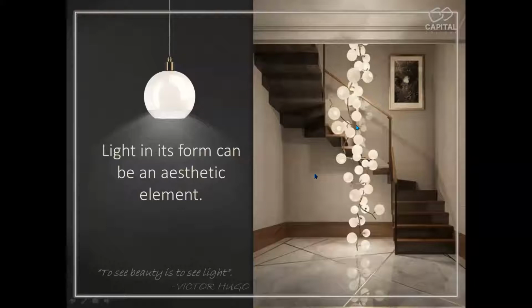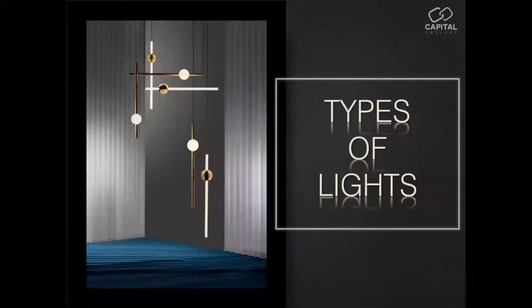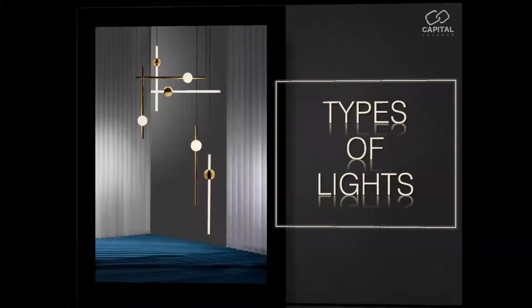All right. So with this in mind, we're going to talk about types of lights now. Lights are categorized based on their function, all right? Not type of light as in chandelier or things like that, but based on their function, they can be categorized. So we're going to see how.